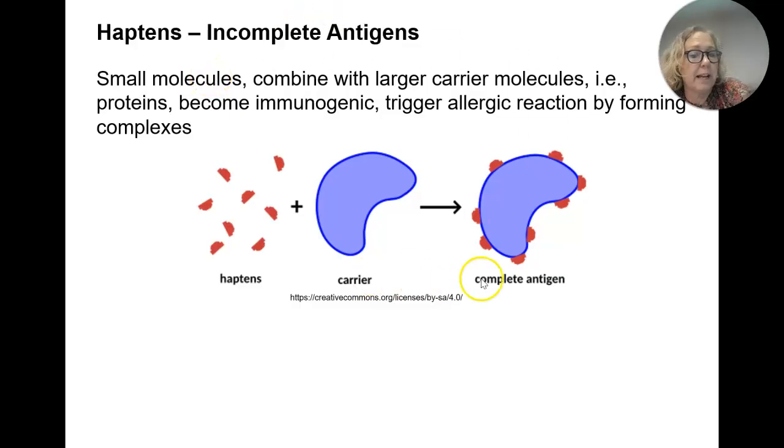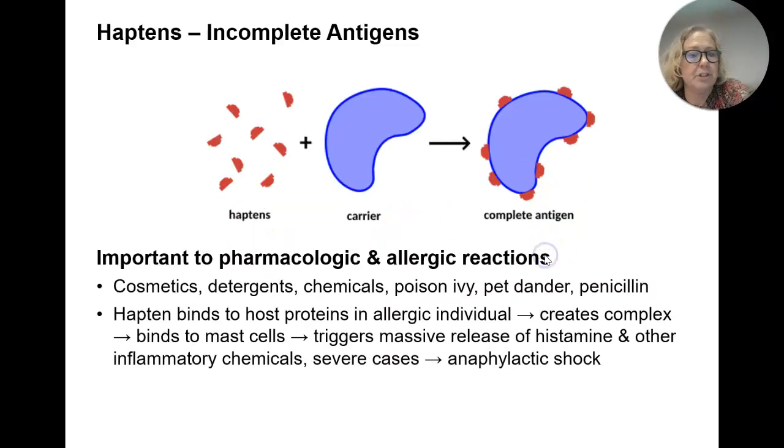Haptens are incomplete antigens, and then all of a sudden you have a complete antigen. Before you're an antigen, you're a hapten until you find a carrier. These are really important to allergic reactions. So a hapten binds to a host protein in an allergic individual, creates a complex that binds to mast cells, and triggers a massive release of histamine. In very severe cases, that's what's going to cause anaphylactic shock.